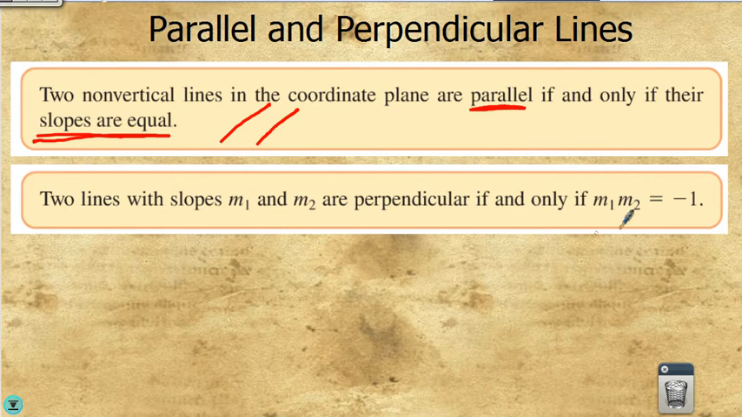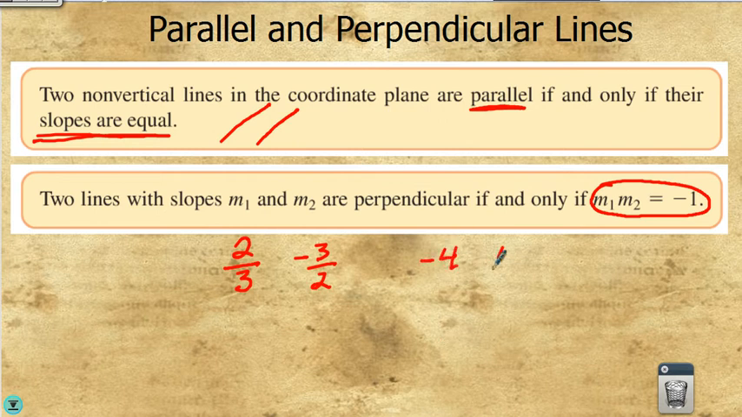Two lines are perpendicular. Here's the rule that they give. That's not exactly the way that we wrote the rule in geometry. Two lines are perpendicular if the product of their slopes is -1. The way that we did it was two lines are perpendicular if their slopes are opposite reciprocals. So a positive 2/3 and a negative 3/2 would be opposite reciprocal slopes. -4 and a positive 1/4, those would be perpendicular slopes. And if you want to test it, if you multiply them, you do get -1. Okay, it's the same thing.